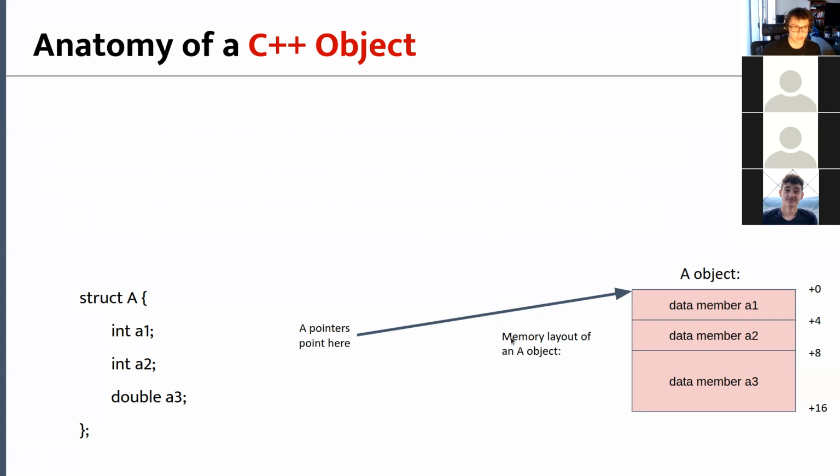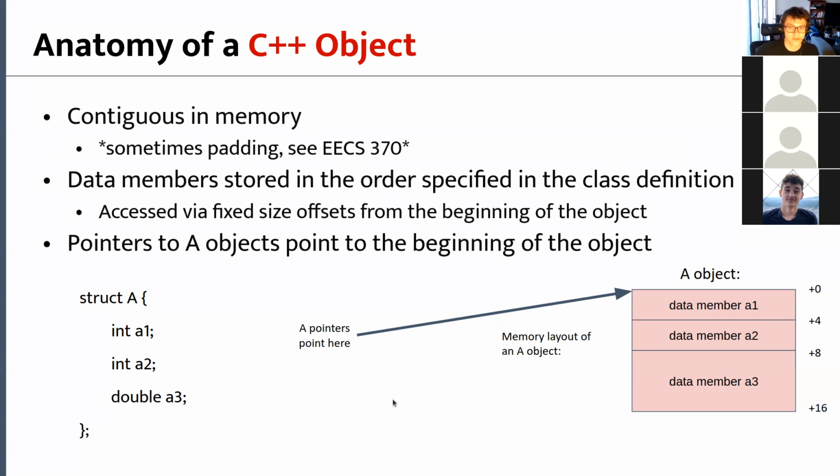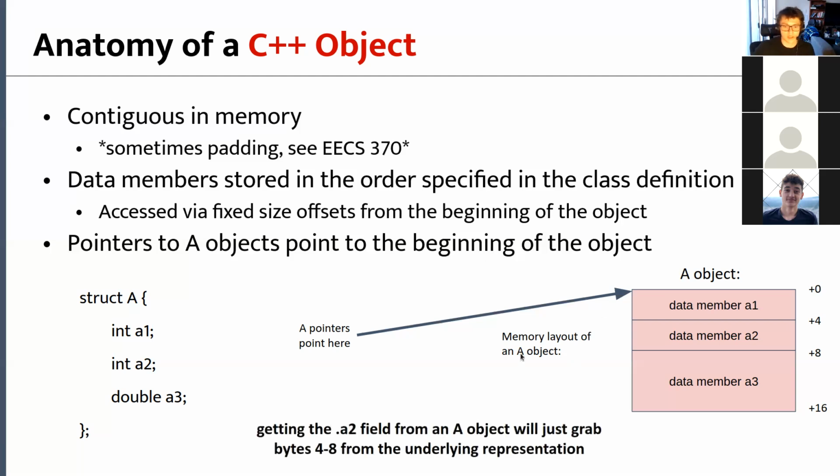I chose a nice example here, but if you've taken 370, you'll know that there are some asterisks with padding and things like that, especially if you're not using things that are even 4s and 8s. So they are contiguous in memory, sometimes with padding. Data members are stored in the order specified in the class definition, and we access them via byte offsets, and the pointers point to the beginning. Already said all that. So getting the A2 field will grab bytes 4 through 8.